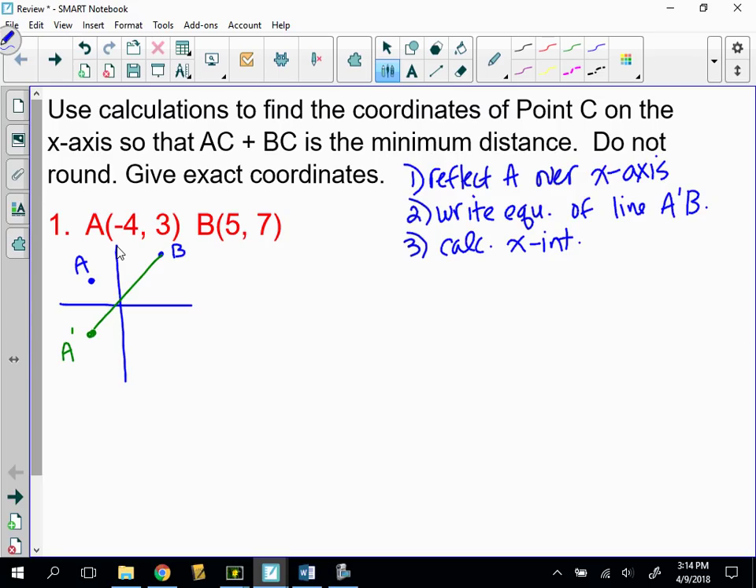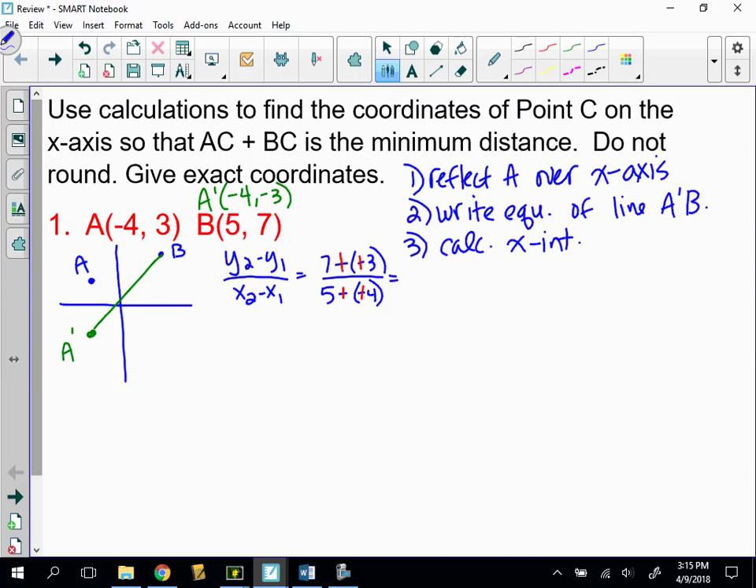So you're welcome to grab a regular graph paper and count rise over run. But I'm going to do the y2 minus y1 over x2 minus x1 formula for my slope. So I'm going to write A prime above here. So my A prime point is at (-4, -3). So I need the slope of A prime B. So when I do that, I'm going to have my 7 minus -3, 5 minus -4. Of course, those negatives are all going to cancel each other out.